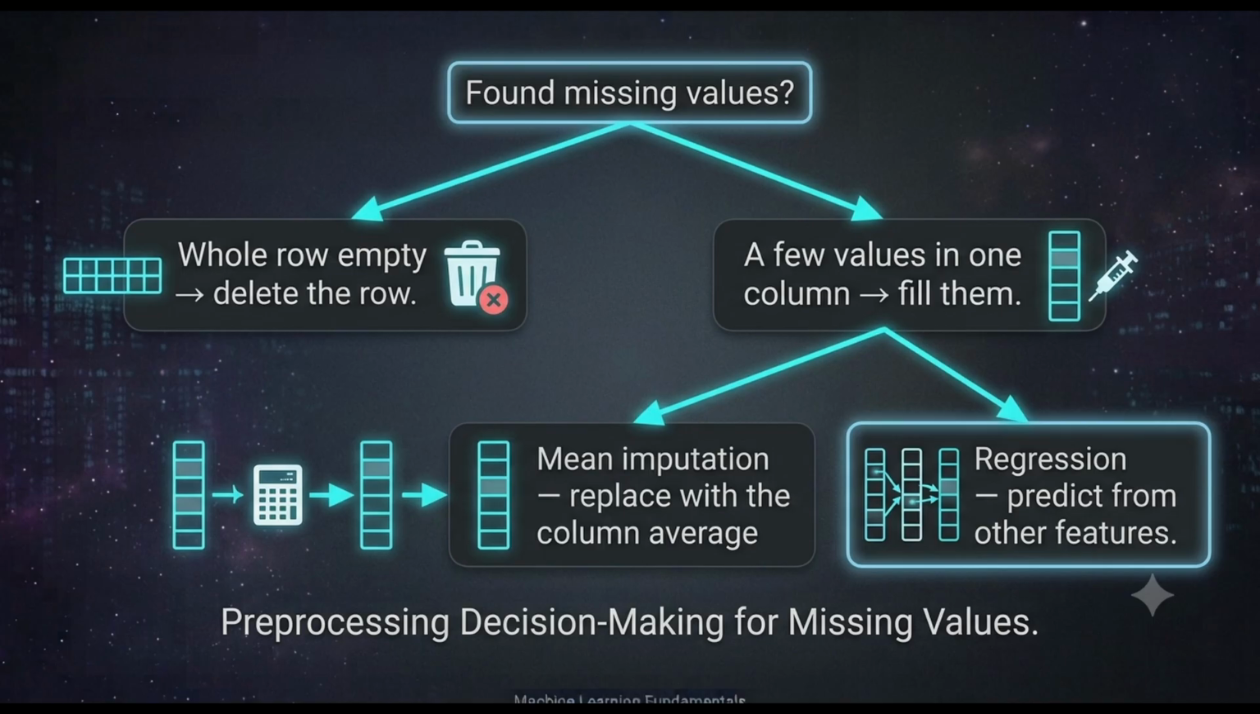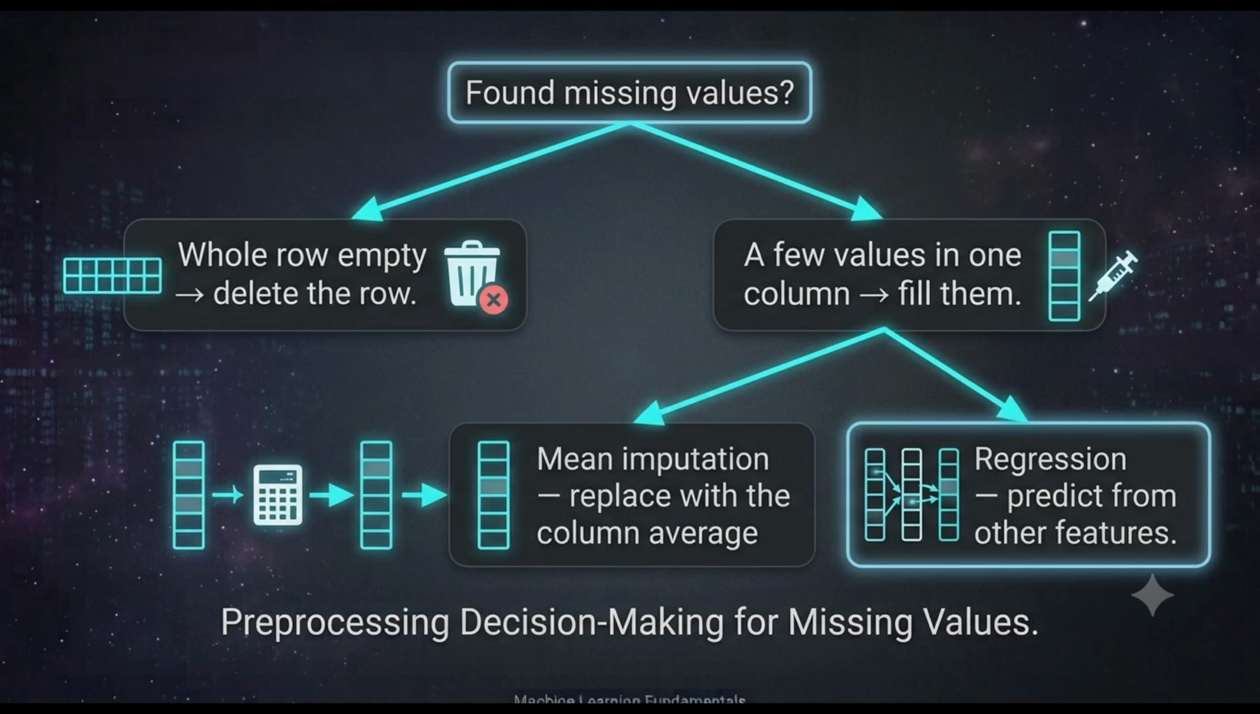But if a single feature is only missing a small fraction of its values, say somewhere in the range of 5 to 10%, you don't throw those rows away. Instead, you fill the gaps. And there are two main ways to fill them. The first way is mean imputation. You calculate the average value of that feature from all the rows that do have a value, and you drop that average into every blank cell. It's simple, fast, and good enough surprisingly often.